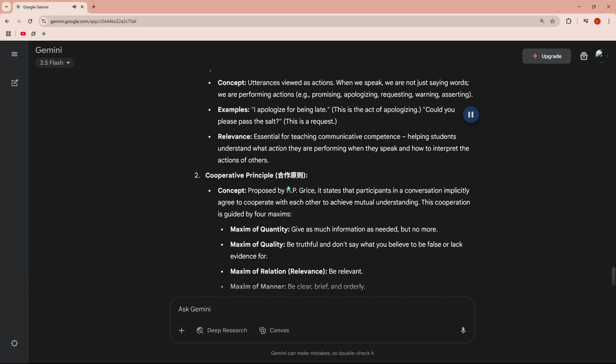2. Cooperative principle. Concept. Proposed by H.P. Grice, it states that participants in a conversation implicitly agree to cooperate with each other to achieve mutual understanding. This cooperation is guided by 4 maxims.